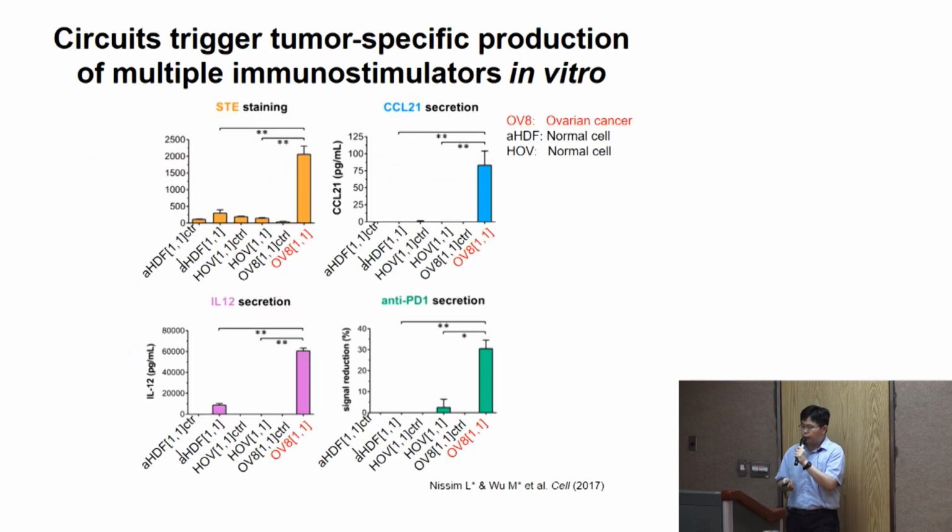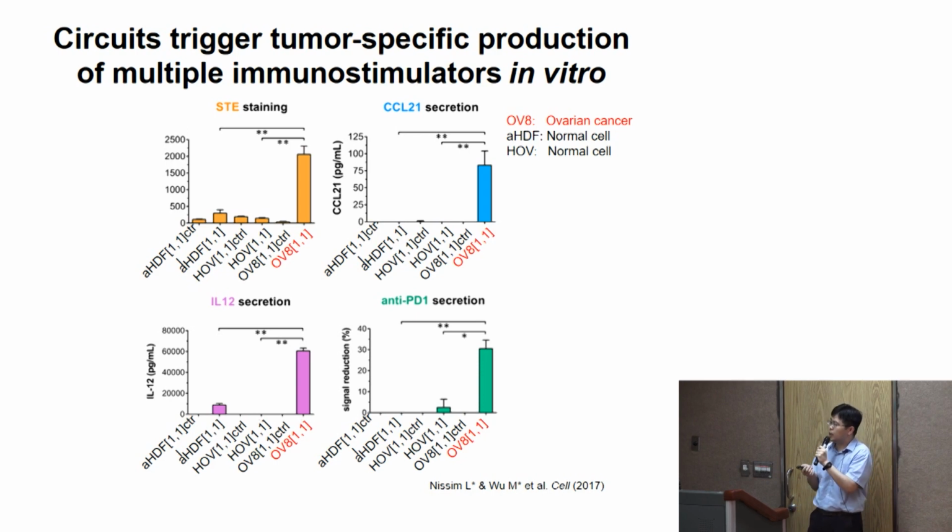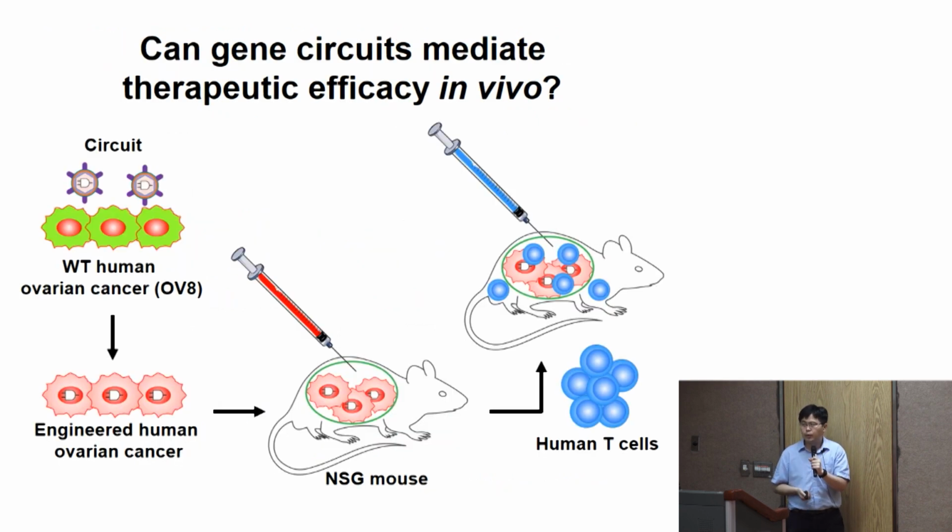First, we confirm that indeed our circuit can trigger the production of the SCIP combination specifically from tumor cells, but not from normal cells or control cell states, simultaneously. So now we know our circuit is tumor-specific and can trigger combination therapy. Next, we want to know the maximal therapeutic efficacy of our circuit. First, we use lentivirus and introduce the circuit into wild-type ovarian cancer cells and create a scenario where 100% of tumor cells express our circuit.